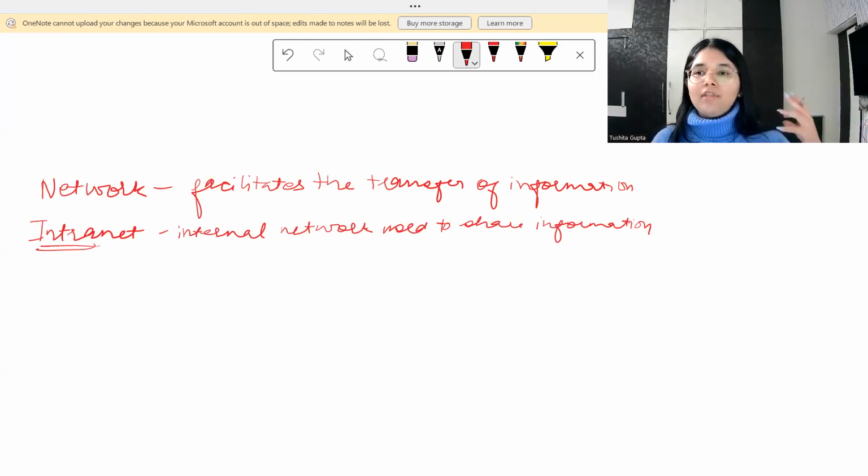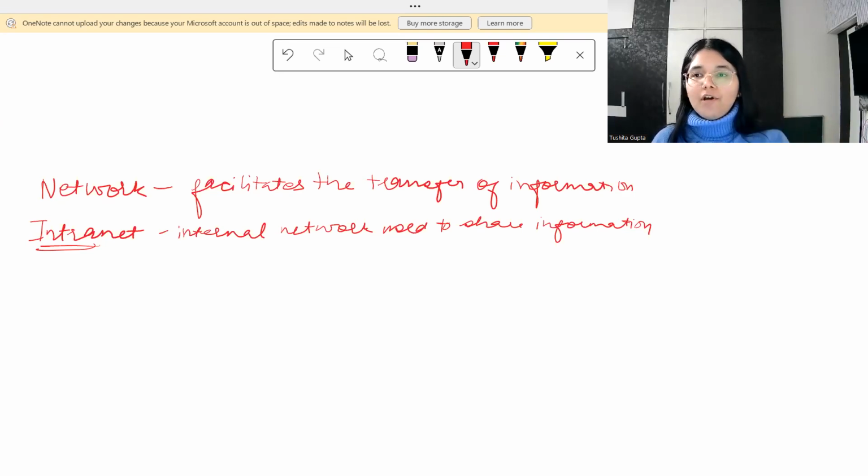The things that they share amongst themselves cannot go out of that network because of the protection that the intranet offers. So every organization has an intranet of their own. It is an internal network that the employees of that specific company use to share information. So this is what an intranet is.